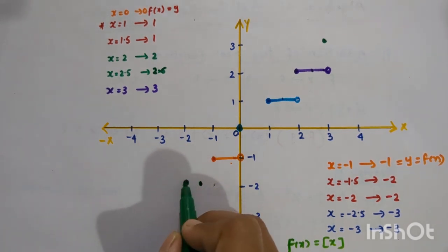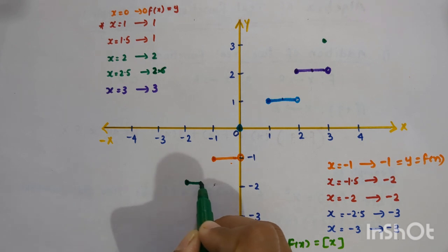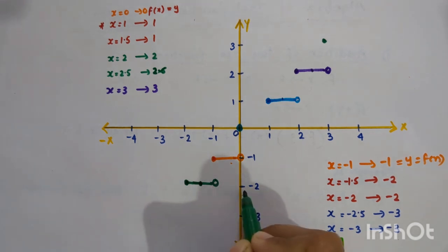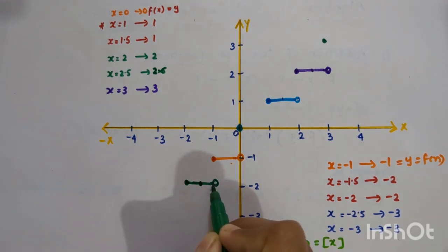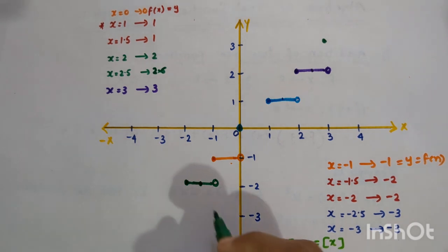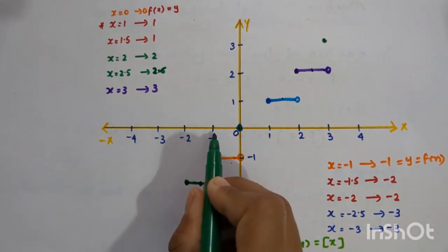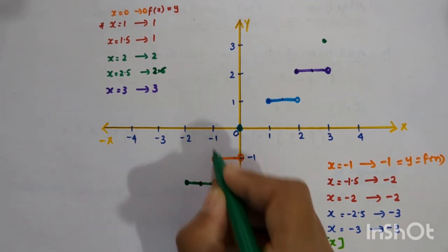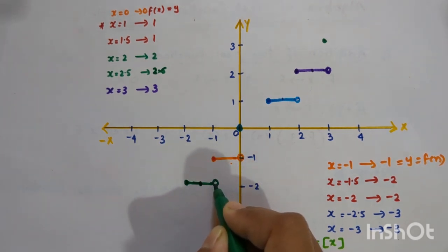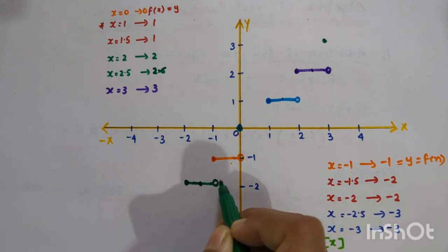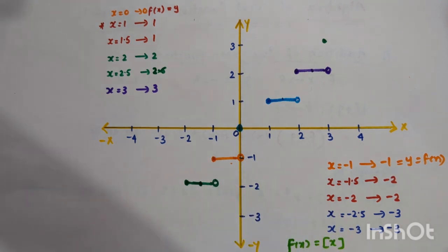So from minus 2 to minus 1, in this region, the y value will be minus 2. But at minus 1, y value is not minus 2. So we will put a circle here. Okay, I hope you got an idea. Between this region minus 2 and minus 1, f of x will have the value minus 2, but not at minus 1. So corresponding to minus 1, we will put a circle like this here, because at minus 1, y value is actually equal to minus 1.